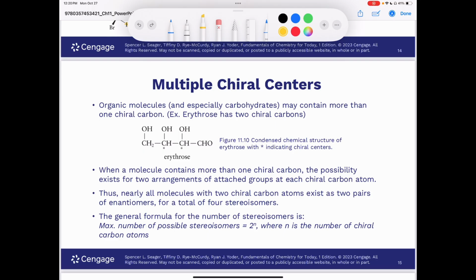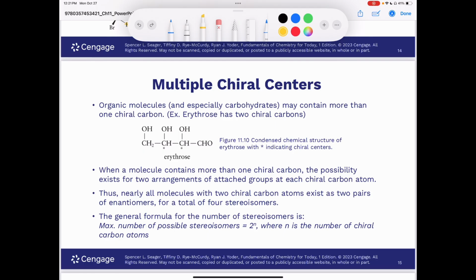So, organic molecules, especially carbohydrates, that's why this is coming up in this chapter, may contain more than one chiral carbon. If you remember erythrose, we saw it in a previous video, it has two chiral carbons, right? So this is a chiral carbon and this is a chiral carbon. And you could practice yourself, convince yourself that this carbon, this one here, is attached to four different groups. And you could practice to convince yourself that this one is attached to four different groups. Remember, it's four different groups, not four different atoms.